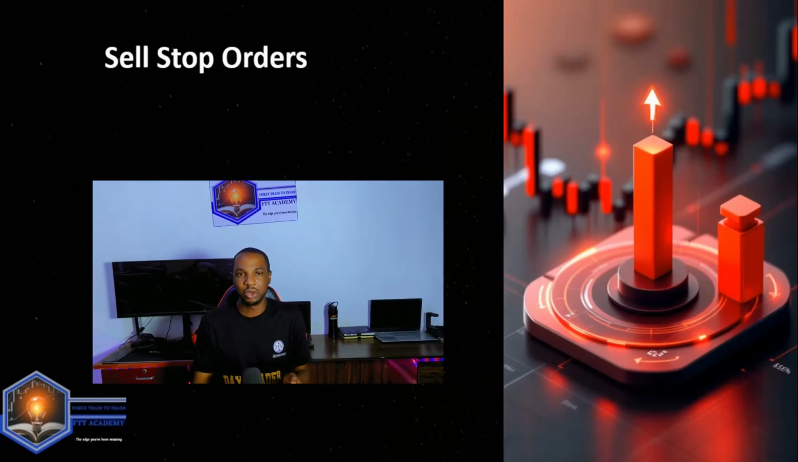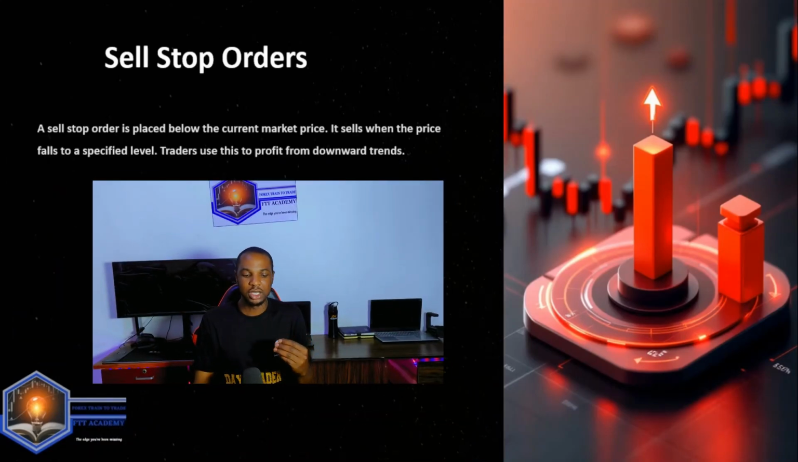Then we also have the sell stop order, which is one of my favorites also. So a sell stop order is an order that is placed below the market price in anticipation that if the market goes down and hits that level, it should continue going down.